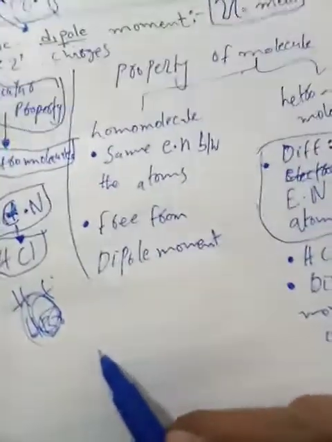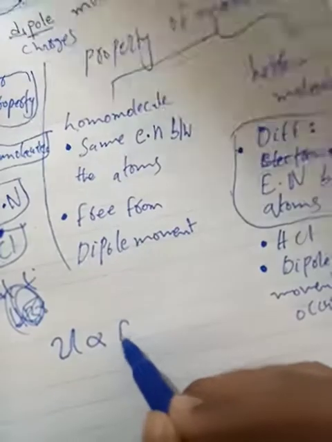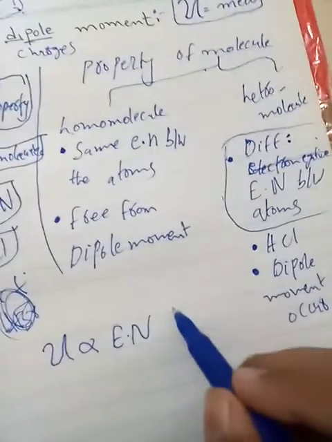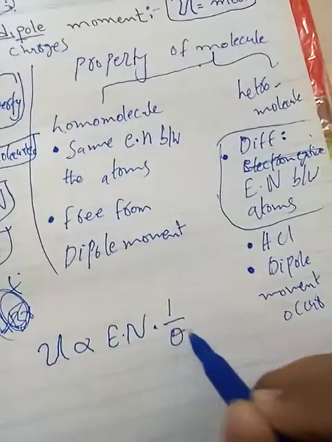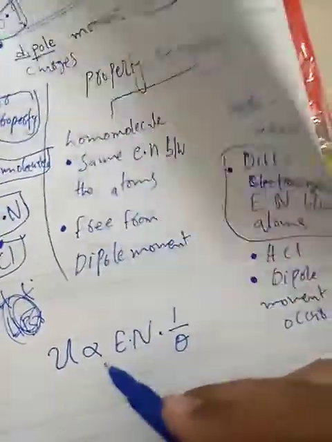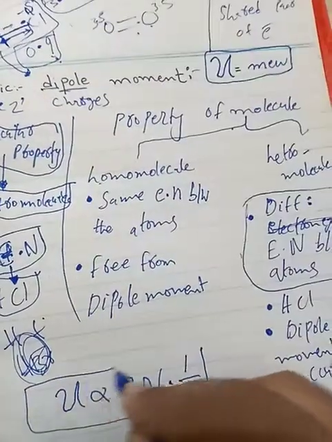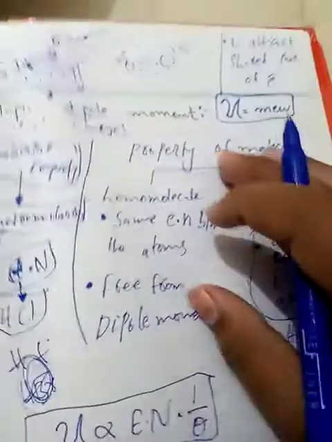So dipole moment is directly proportional to electronegativity and inversely proportional to 1 upon theta, meaning the angle. I have cleared this in my previous video. If you haven't watched, then watch it from there. I will not be explaining everything in this video, so if you are getting any confusion, you can watch my previous videos. So this is the relation we will have in dipole moment.